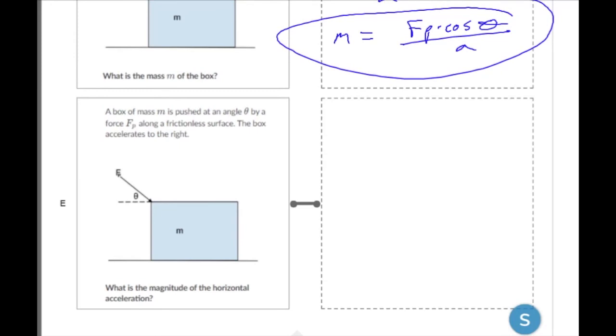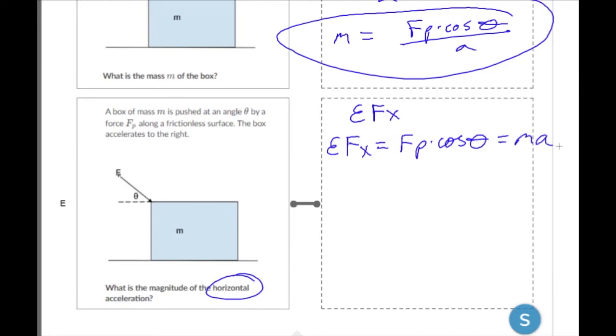Last problem, we made it. A box of mass m, just like before. What is the magnitude of the horizontal acceleration? So it's talking about horizontal acceleration here. So that's talking about net force in the x direction. Well, fortunately, we already solved for that. We know that net force in the x direction is just Fp times cosine theta. And we know that that's equal to mass times the horizontal acceleration, or acceleration in the x direction.